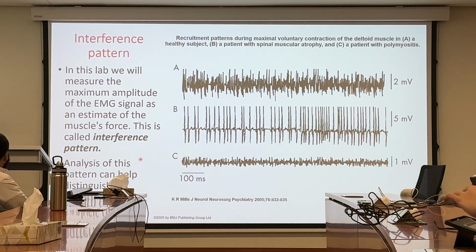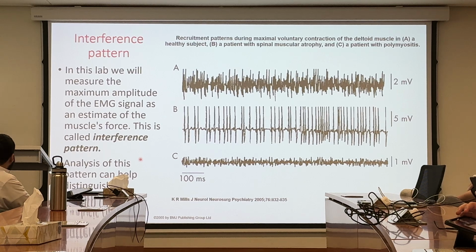How do you do that? You create a strong isometric contraction. Are you with me? Like I did when I told you lift. Remember I was trying to lift? Now that's a strong isometric contraction. What happens there is you do not follow the pattern. And that's what's going to happen here. It's called an interference pattern.